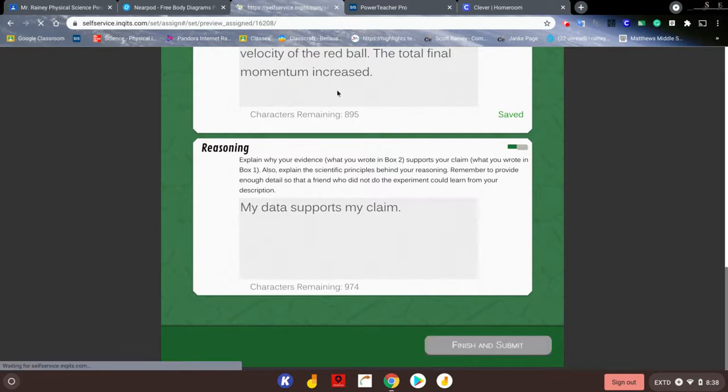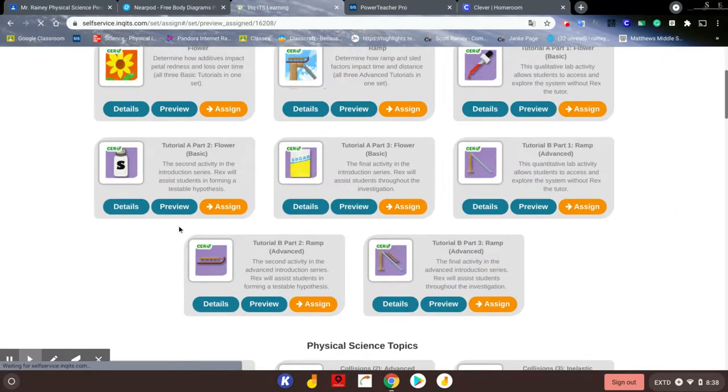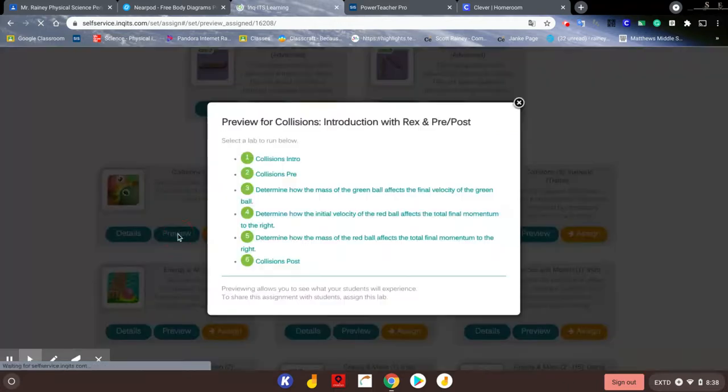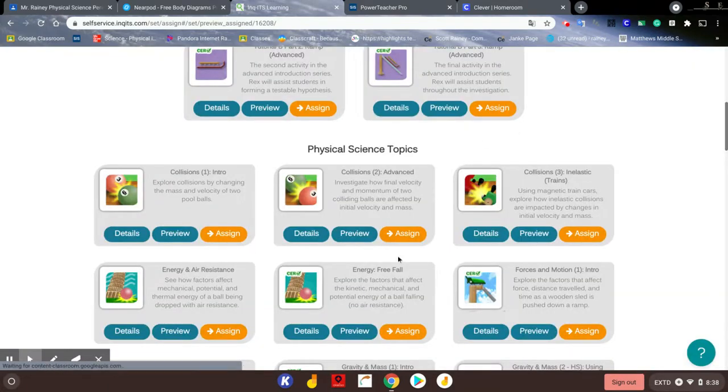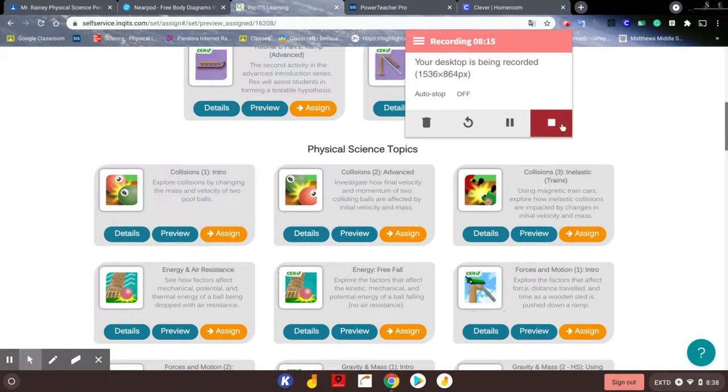I don't think I'm going to do the third part of it because 2 is enough. I think the third part just goes over the exact same concept. It's around the mass of the red ball. So we may do all 3, and then there's a post test. So those are the first 2 labs that we'll be doing. Hopefully that helps. If we do the third one, I will add a third video later on.